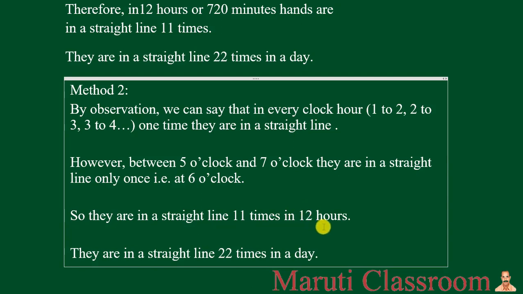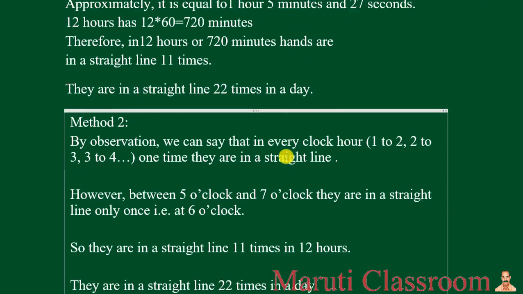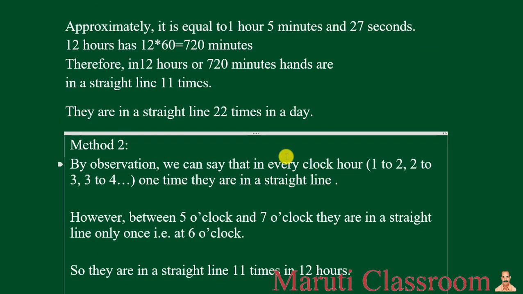In 24 hours or in a day, how many times are they in a straight line? First 12 hours 11 times, next 12 hours 11 times, 11 plus 11, 22 times they are in a straight line. Let us do some more problems in the part 3 video.